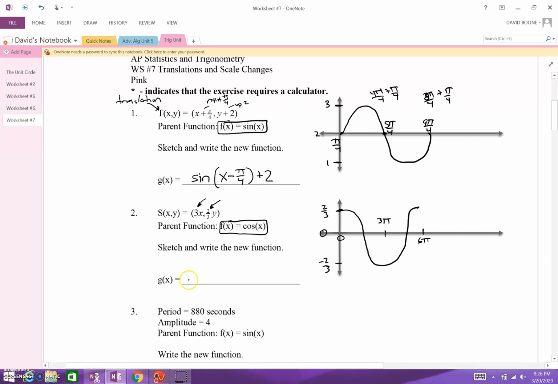Now we just need to write the equation for that. Okay. Well, this one we did change the amplitude. The amplitude is that y value there, so that's 2/3 of that cosine.